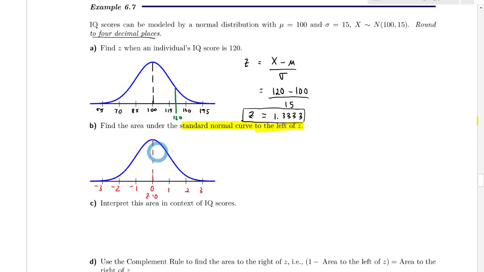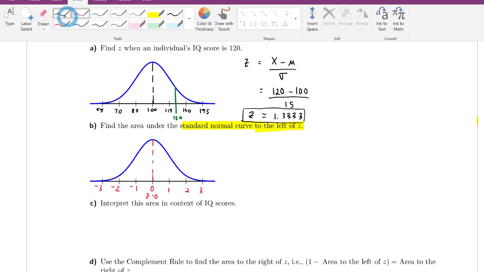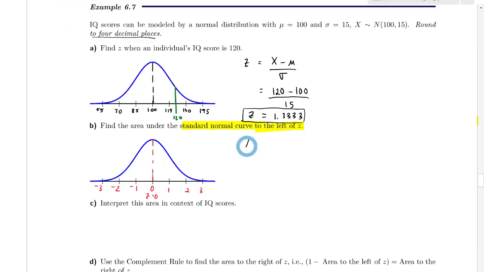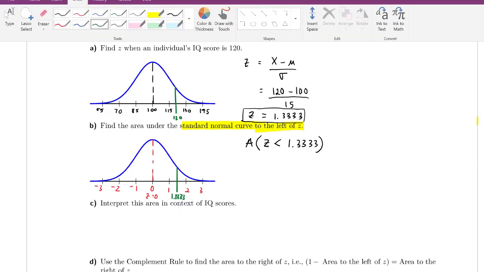And so therefore, if I wanted to find the area such that the z-score is less than 1.3333, where is 1.33? Well, it's positive, and it's exactly where we labeled 120. And I wanted the area to the left of z, so the left would be here, right? All this area.